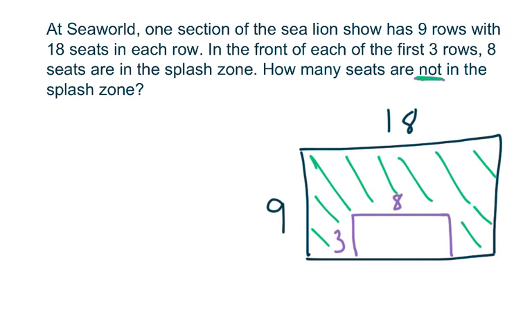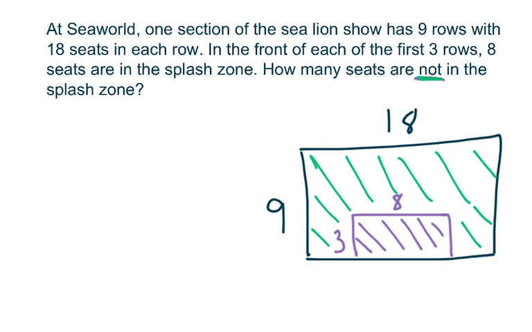In order for me to do that, I'm going to have to find how many seats are in that total section. How many seats are 9 rows of 18 seats, or 9 times 18? Then I'm going to need to find how many seats are in this splash zone area of 3 rows and 8 seats in each row. And then since I'm looking for how many are not in the splash zone, I'm going to have to subtract my whole and my part to find my other part.